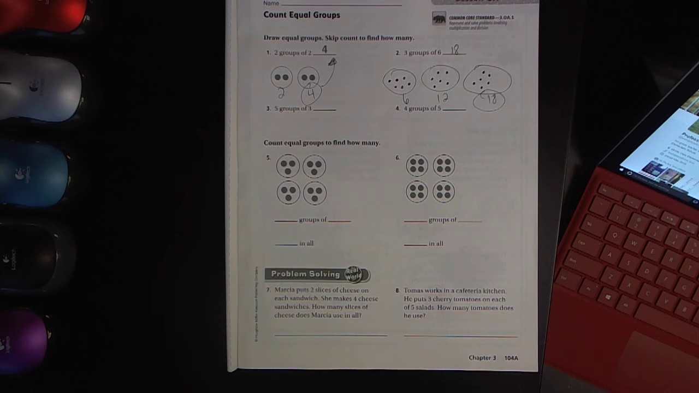Marcia puts 2 slices of cheese on each sandwich. Oh, you can see where this is going. She makes 4 cheese sandwiches. How many slices of cheese does Marcia use in all? I don't know why they're not talking about burritos instead of sandwiches, but whatever. I didn't make the book.